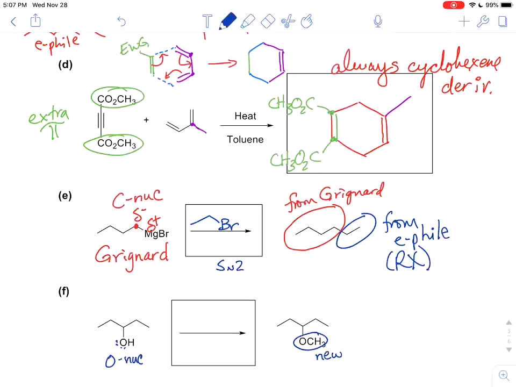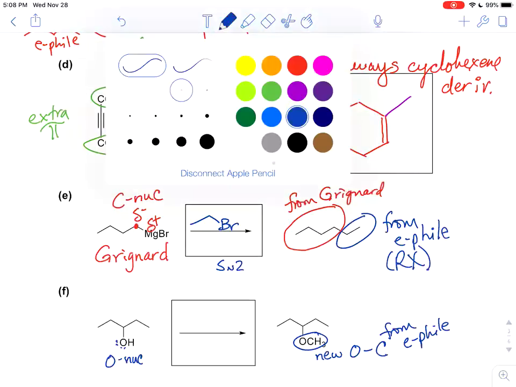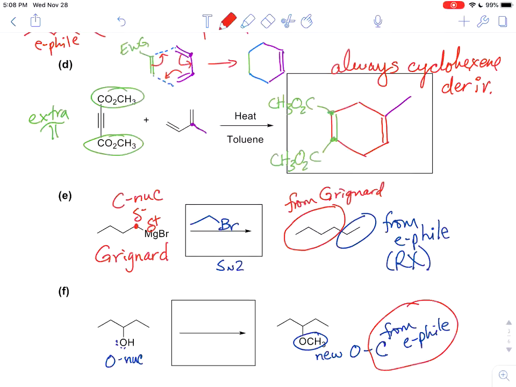We take a look at the new stuff. We see that we have a new oxygen-carbon bond. We know that the oxygen came from the nucleophile, so that must mean that the carbon came from the electrophile. And once again, a really nice carbon electrophile is an alkyl halide. So we're just going to take that 1 carbon, just a methyl group, tack a halide on it. So you put in methyl bromide and you end up with your product.